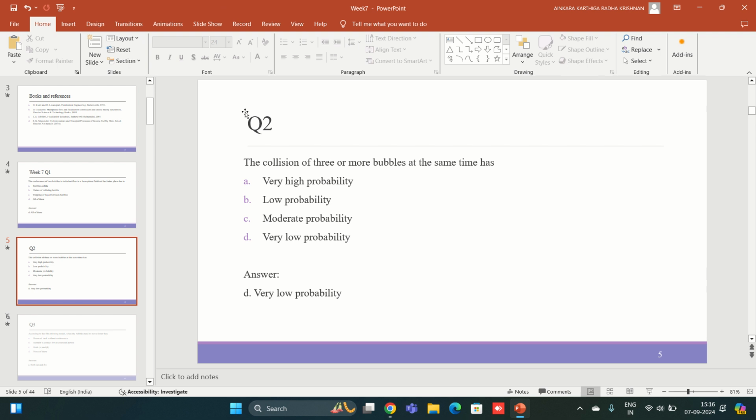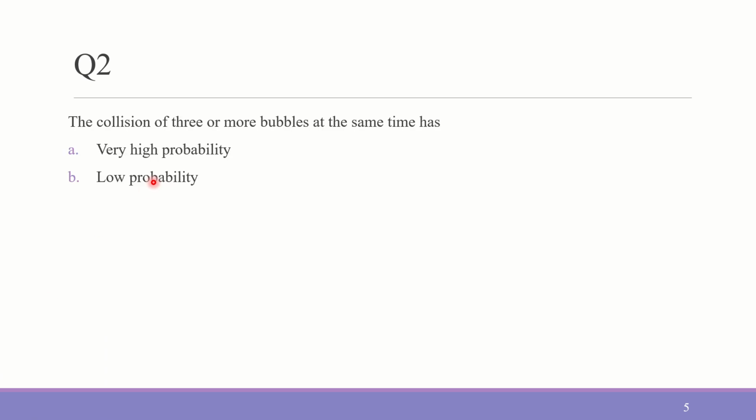Okay. Coming back to the question, the collision of two, three or more bubbles at the same time has very low probability. We are talking about at the same time, so the answer is very low probability, because at the same time the collision of three or more bubbles is not very feasible. Option D is the right answer. So that is option D.